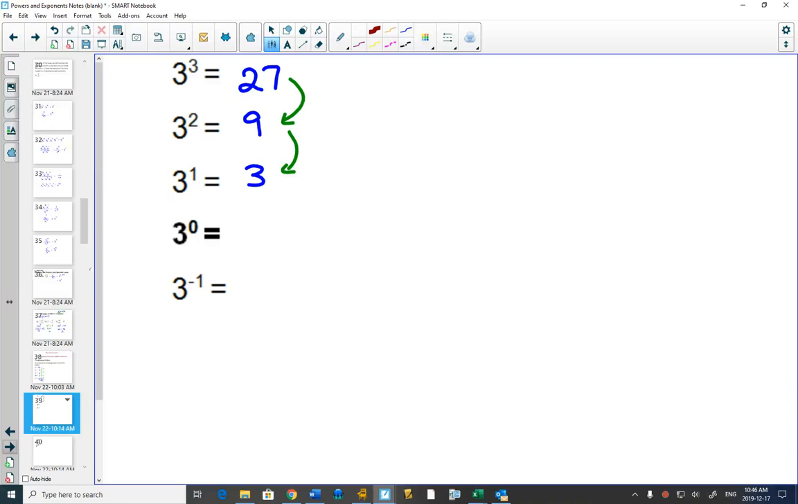And then we have to use that pattern again to go from here to here. Thank you. Dividing by 3. So what's 3 to the 0? 1. And if you divide it by 3 again, 3 to the minus 1, it's 0.33 repeated, or more commonly, we'll write it as 1/3.